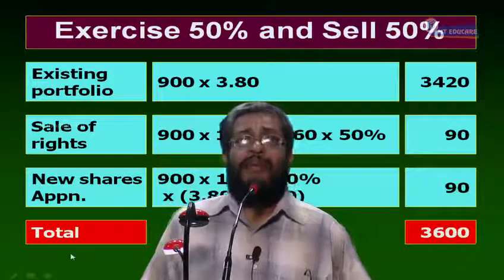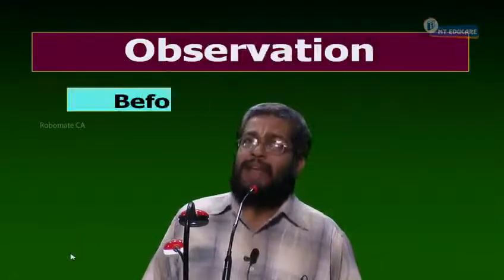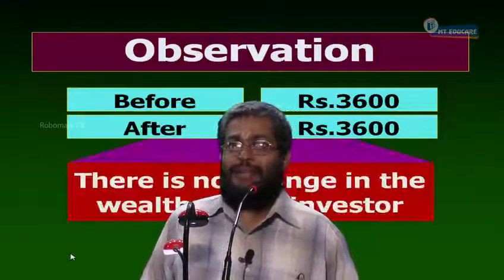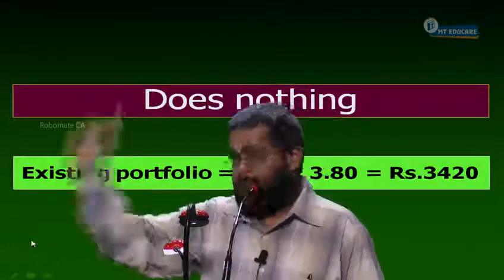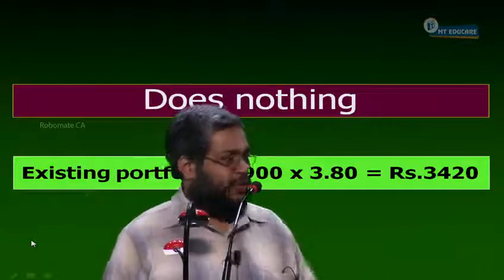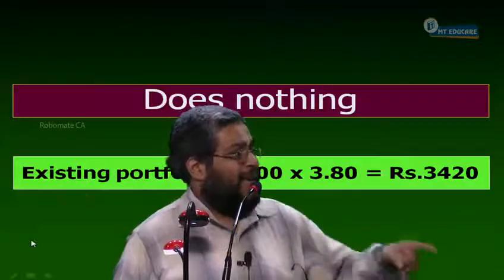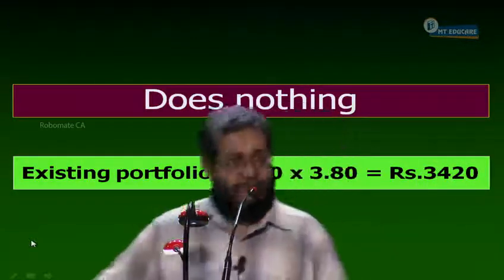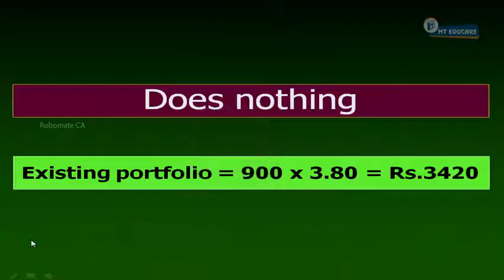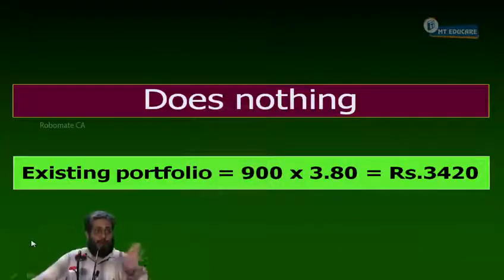No. There is a third person. Yeah, he is sleeping like us in the class. He did not do anything. What happened here? His portfolio lost. 3,420 rupees is the portfolio value. He is suffering a wealth loss of 180 rupees. Everybody, yes or no? That means the moral of the story is when a rights letter comes, one should react.